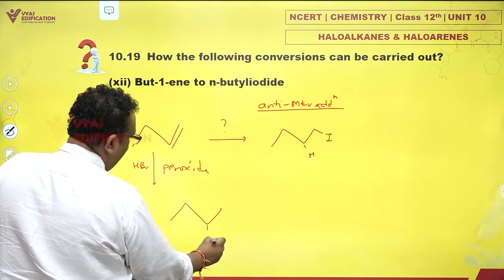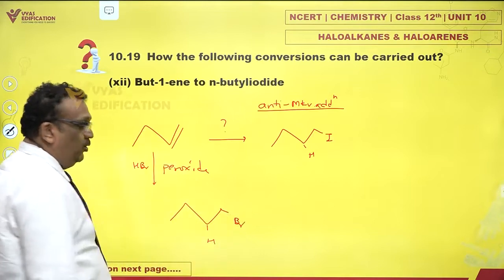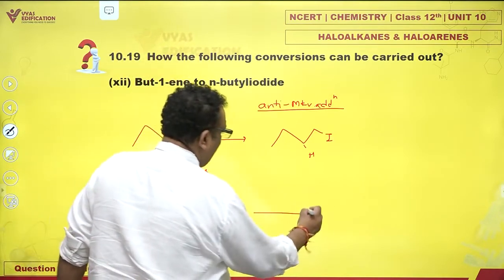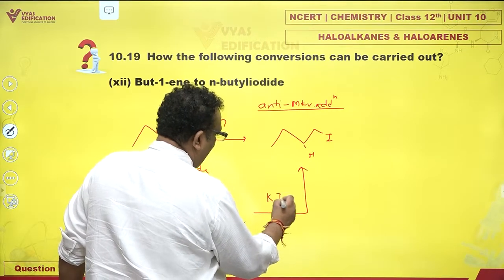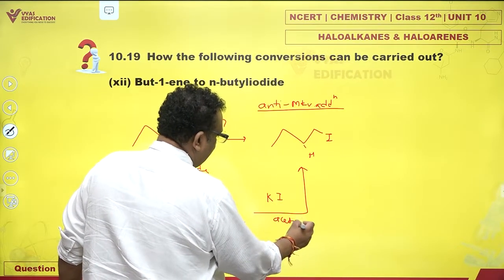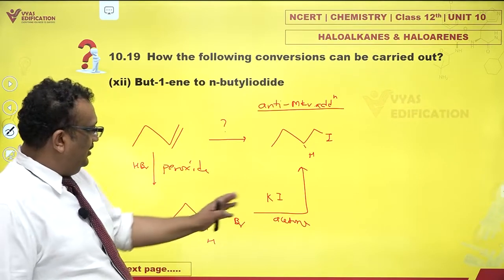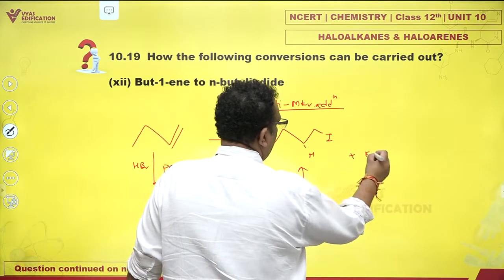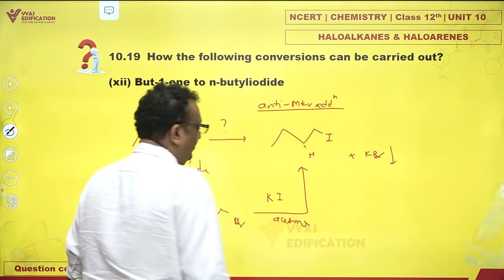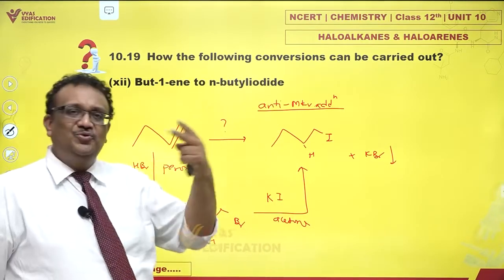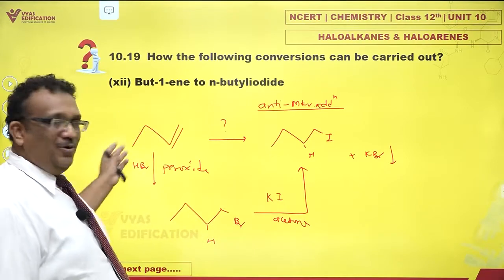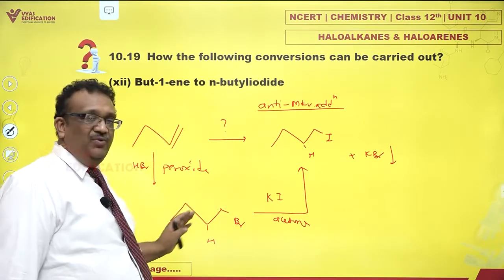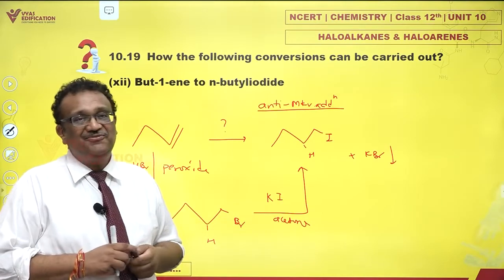Radical mechanism, I get H, I get Br. But I don't need Br, I need I. Okay, take it easy. Finkelstein's reaction. Add KI in acetone. SN2 attack. I minus moves in, KBr gets precipitated out from acetone. I get these two steps. First is peroxide effect, HBr addition, anti-Markovnikov, followed by Finkelstein's reaction.